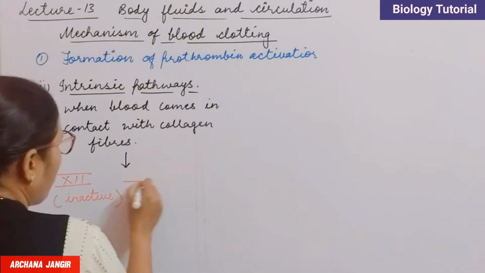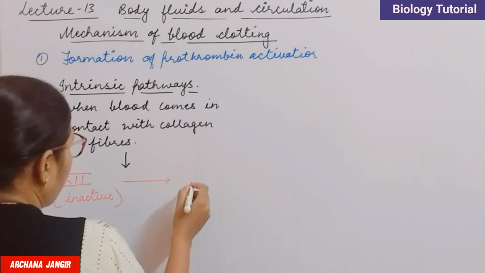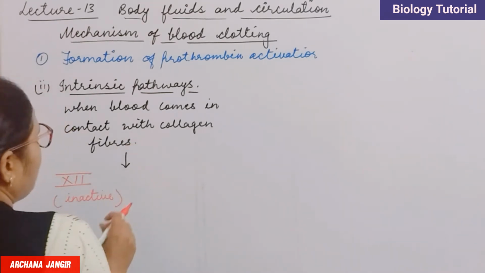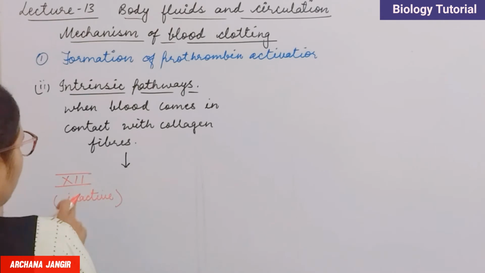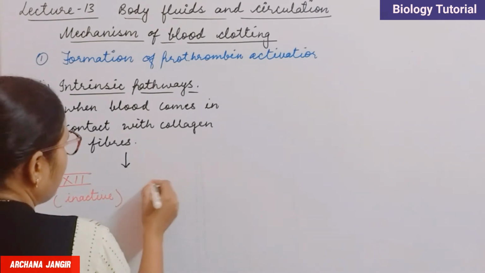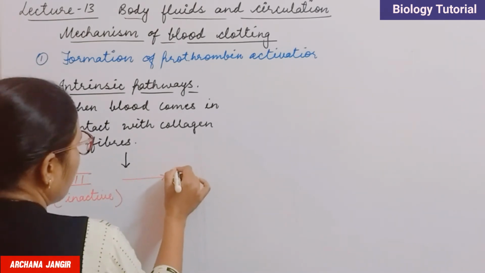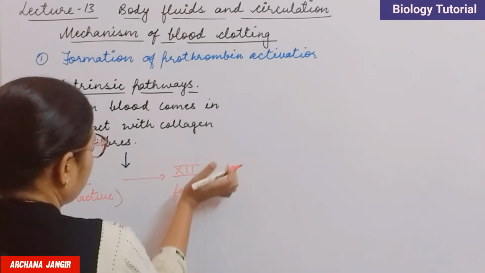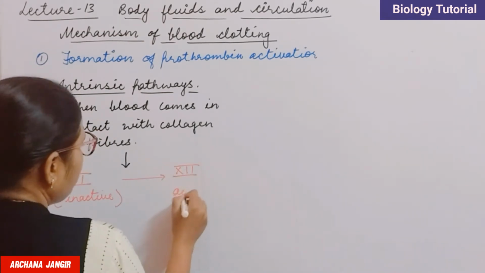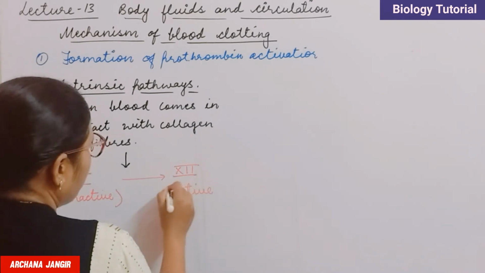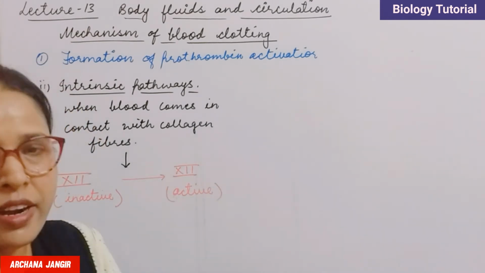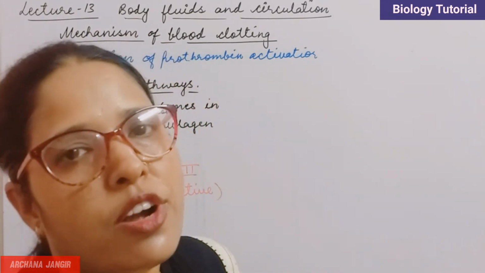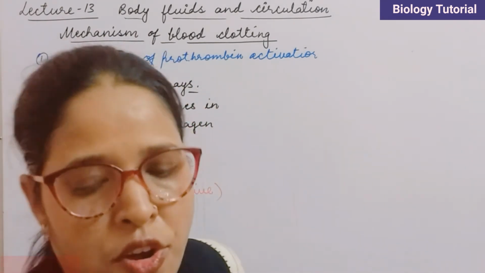This inactive form is getting converted into active form. When the blood is coming in contact with the collagen fibers, inactive 12th factor gets converted into active 12th factor. This is the active form. Clear? So the 12th factor is getting activated when the blood is coming in contact with the collagen fibers.